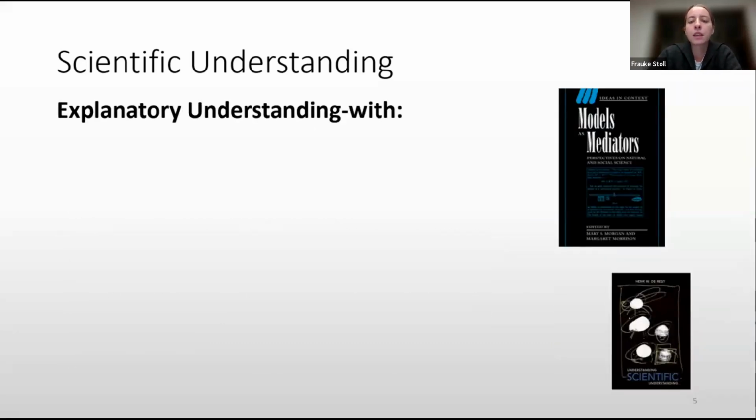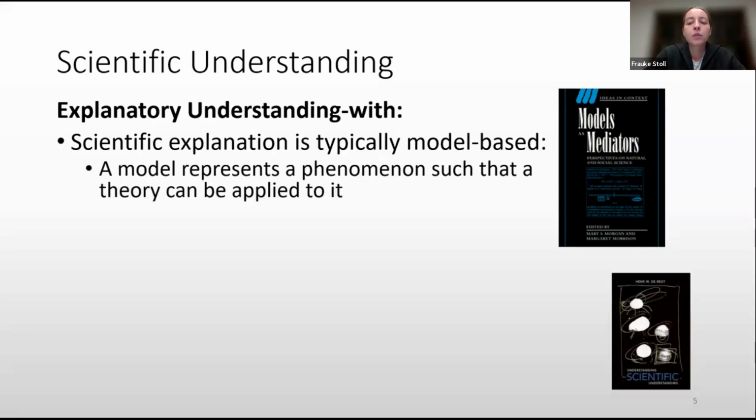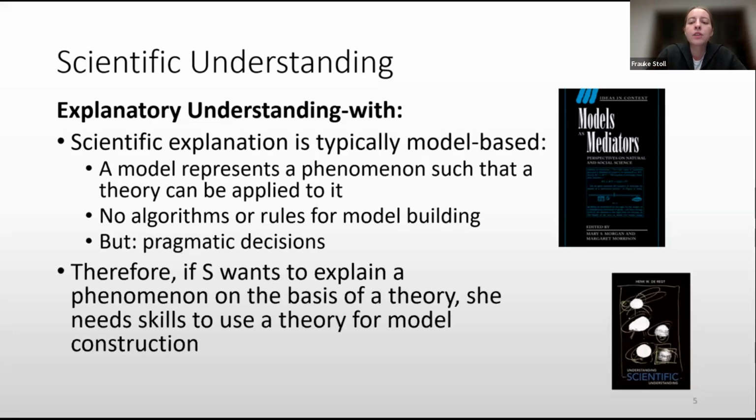And the understanding I want to talk about today is explanatory understanding with, and that is the understanding described by Morrison and Morgan and Henk de Regt. And here scientific explanation is typically model-based. So a model represents a phenomenon such that a theory can be applied to it. And as there are no algorithms or rules for model building, it is based on scientists' skills and pragmatic decisions. And therefore, if a scientist wants to explain a phenomenon on the basis of a theory, she needs skills to use a theory for model construction.